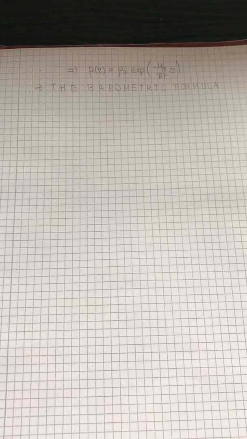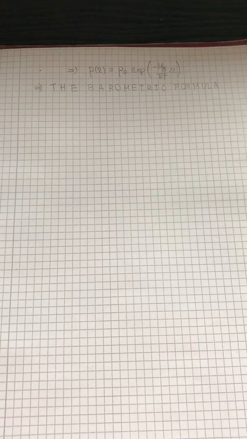Hello, this is Curious Axolotl for the first ever video on this channel, and today we'll be deriving the barometric law. The barometric law is a formula that tells us how pressure, or density, we'll be deriving pressure here, varies with altitude in the atmosphere. Now this derivation is easy given that you know where to start.